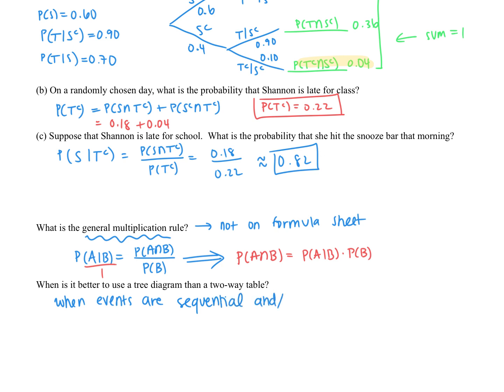I'm going to say "and" or, really not, it's really "and" conditional. So when events are sequential and they're definitely conditional. Now that you've seen this tree idea, of course, you're going to have to do one yourself. So that's what we're doing next.